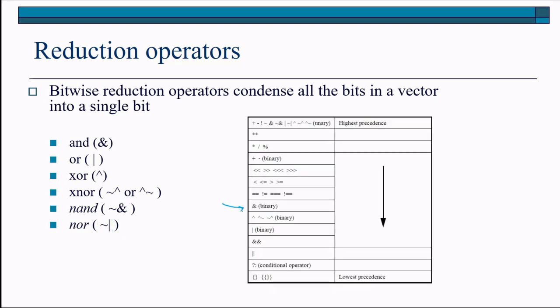The bitwise operators are listed on these 3 rows. So we've got the bitwise AND, the bitwise exclusive OR, the bitwise exclusive NOR, and the bitwise OR. And these are all binary operators, meaning they operate on 2 operands. The bitwise reduction OR operators are listed at the top of the table, indicating that they have the highest precedence.